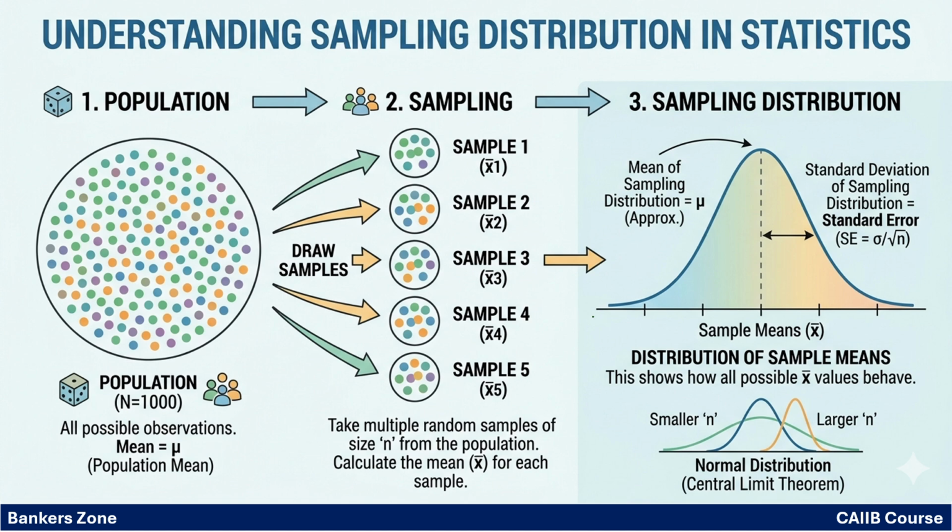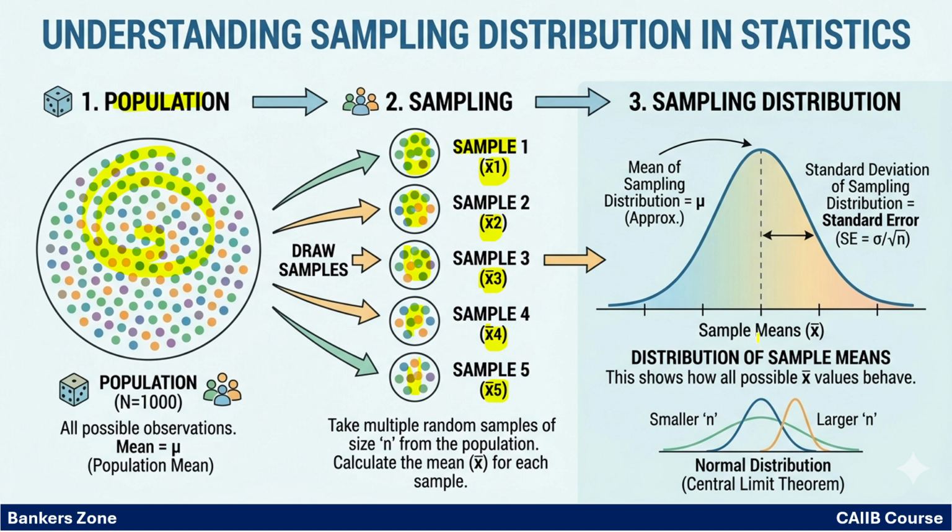Now see, what is the sampling distribution? See, we have a population. So from the population, we select the samples, right? These are the samples selected. Now we find the average of each sample. Average means simply the mean, that is x1 bar, x2 bar, x3 bar, x4 bar. So these are the means of the samples.